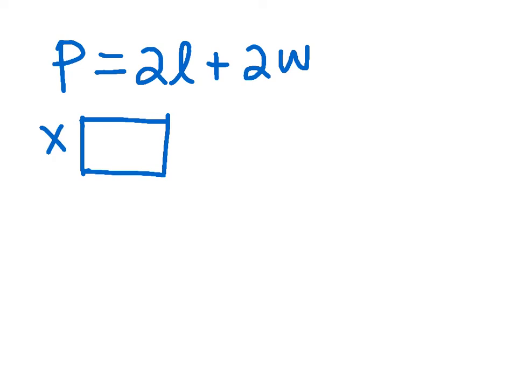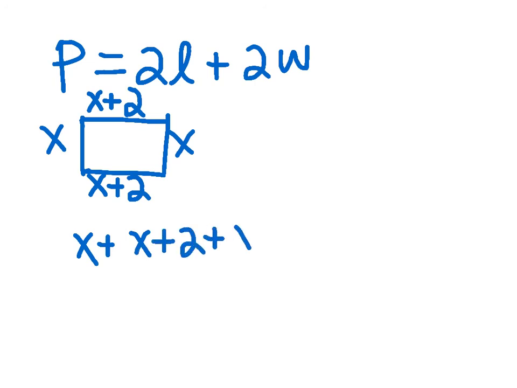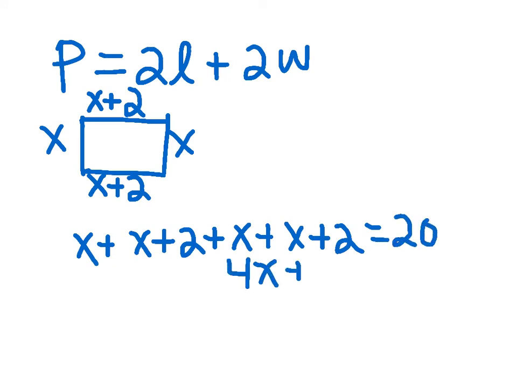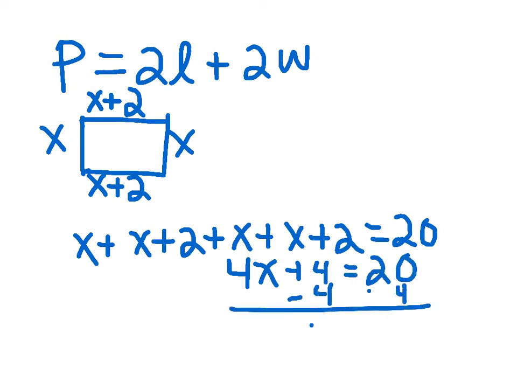We are calling the width x and the length x plus 2. So we need all of these things in our equation. We need x, if we're going around the figure, x plus 2 plus x plus 2, all have to add up to 20. That gives me 4x plus 4 is 20. I finish solving and I get 4x is 16, so x is 4, meaning the width is 4 and the length is 6.